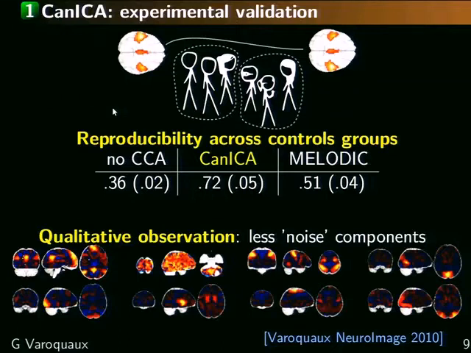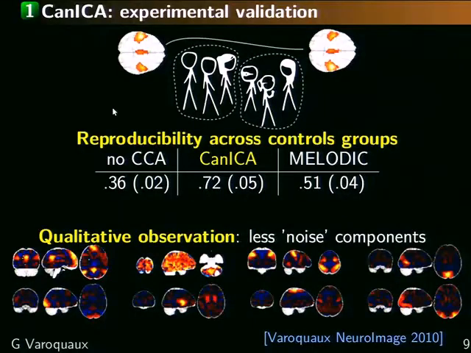What's interesting to see is that if we just do a standard PCA plus ICA, we get not terribly reproducible results. If we add the CCA that I've introduced, we get a huge gain. And if we look at the software packages that people have been using, it actually sits in between. To understand this, I had to look at the source code, and it does something that is not a CCA, but is somewhat related. So that's the quantitative evaluation of whether the CCA actually improves.